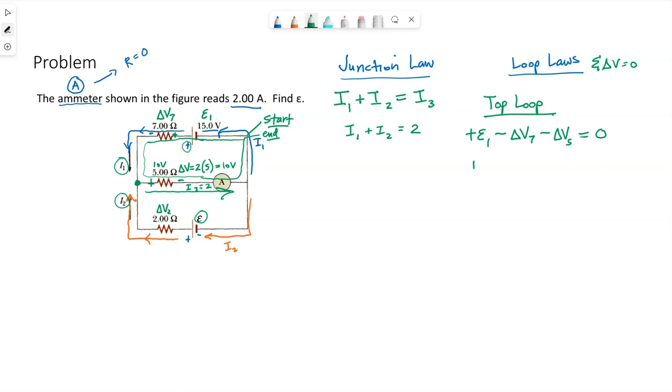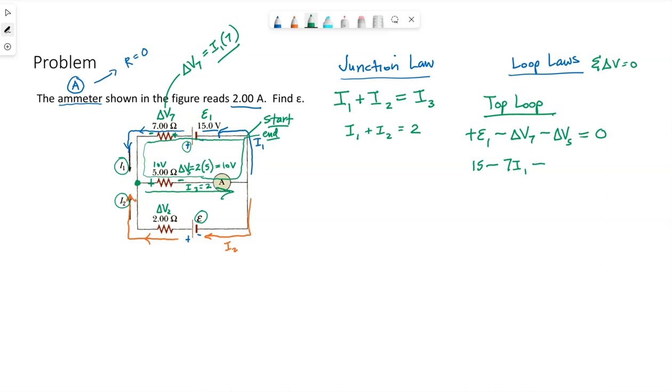So let's go ahead and put in the values we know. So battery 1, EMF 1 is 15 volts. Delta V7, the voltage across this resistor depends upon the current flowing through it, which has been labeled I1, times its resistance. Now, I1 is not 2 amps. That was in the middle branch. So for delta V for the 7 ohm resistor, I need the current flowing through it times its resistance. So 7I1.